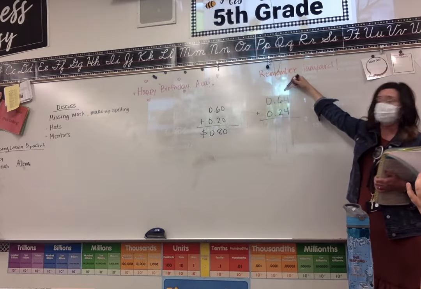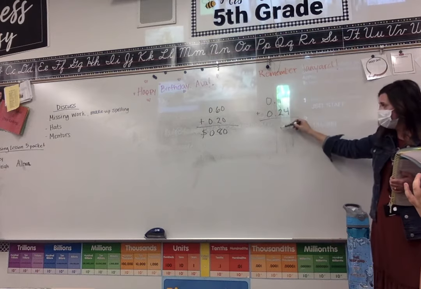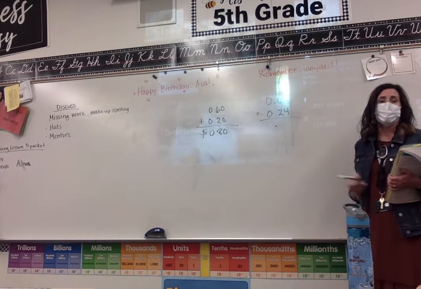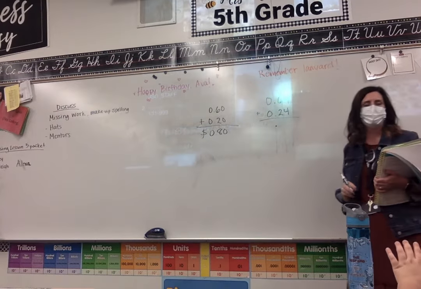We start with the hundredths place and we add it. Then we add the tenths place together. We bring our decimal down and then add our ones place. Try it out. Show me what you got.